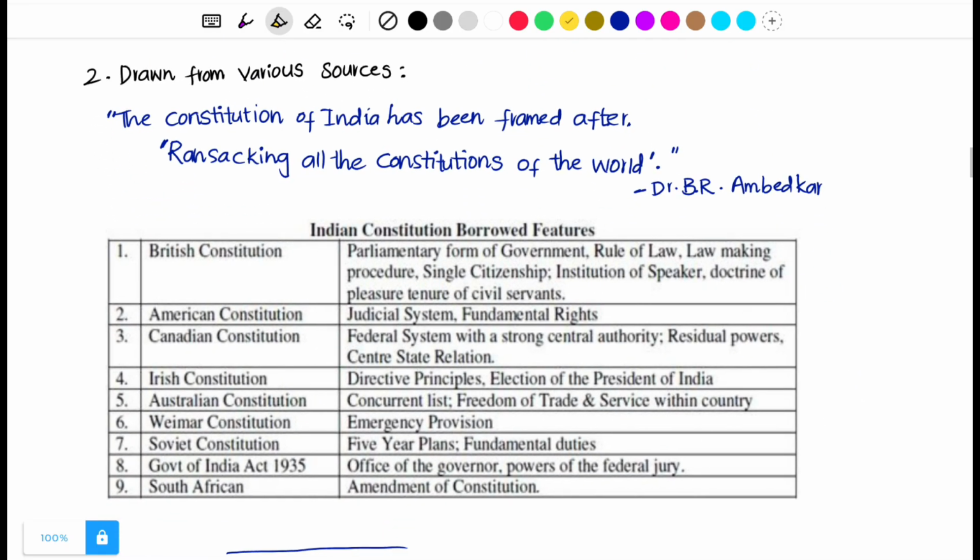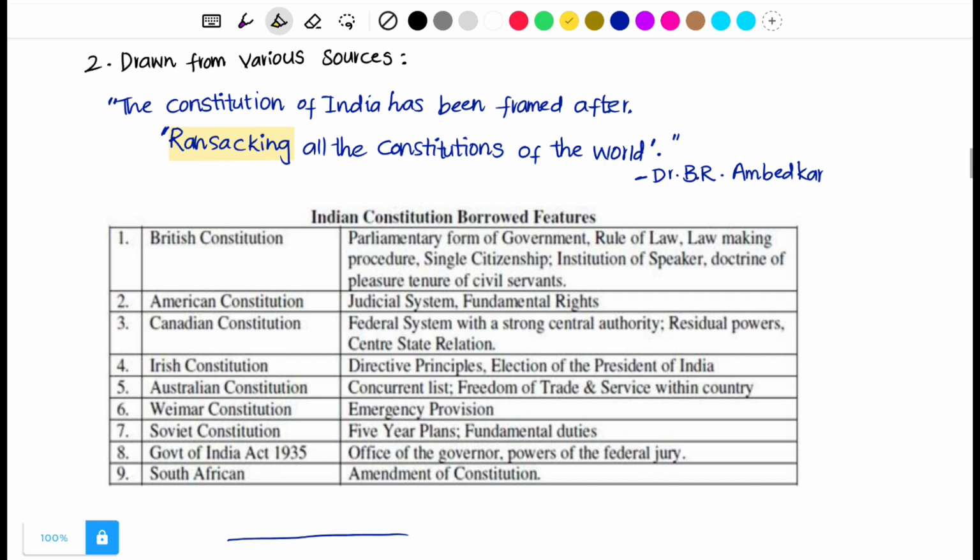We all know that the Constitution of India is drawn from various sources. There is a famous saying by Dr. B.R. Ambedkar: the Indian Constitution is a ransacking of all the constitutions of the world. Dr. Ambedkar opined in such a manner. The word ransacking here means, let's simply put, it is kind of stealing. We have obtained or adopted so many provisions from the other constitutions of the world.